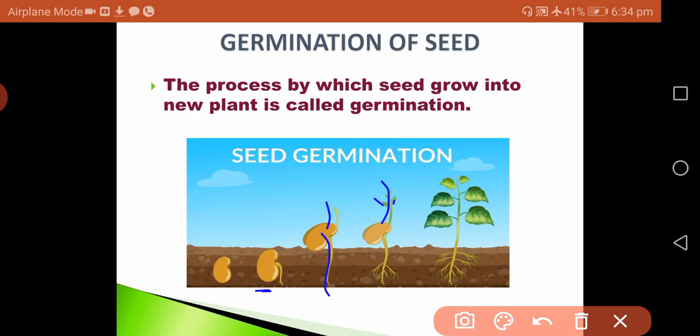After some time, the seedling grows into a new plant. You can see the plant here which is fully grown. Then the plant gives flowers, flowers give fruits and fruits have seeds inside them. That's how germination of seed occurs. I hope you all have understood today's topic.